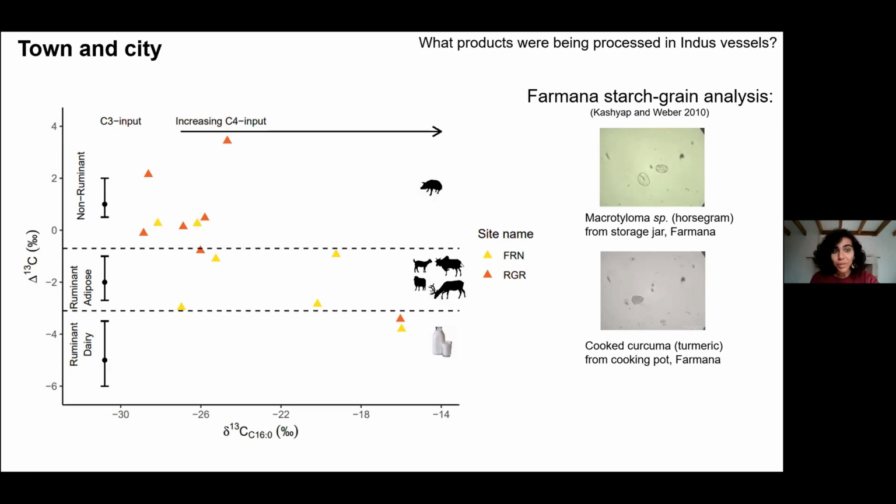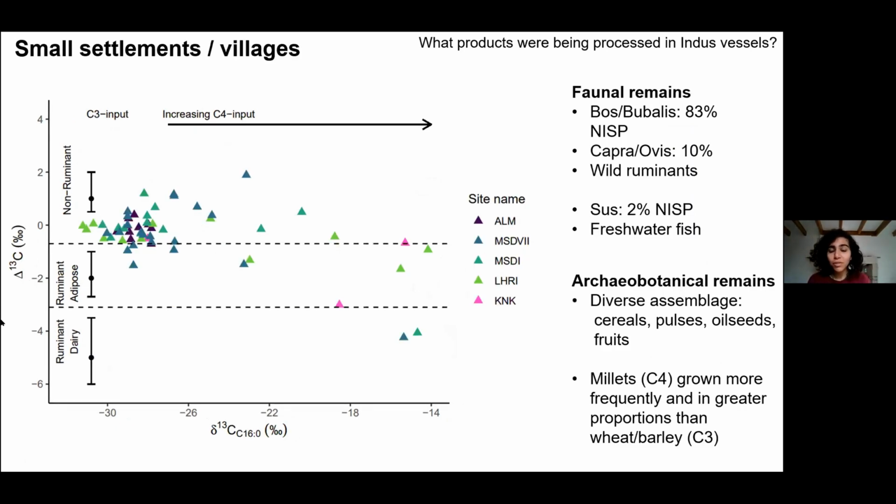When we look at the small settlements, we see again a very similar spread of values. So there's no difference between the urban settlements and the rural settlements. And a very similar pattern, it's still there, but there's very limited evidence for dairy processing, and a similar concentration of these values in this non-ruminant region. And as we know, there's a very diverse assemblage of archaeobotanical remains from a number of these sites. And we know that millets are grown more frequently and in greater proportions than wheat or barley. And yet we have most of these values showing evidence of more C3 input in whatever they were cooking.